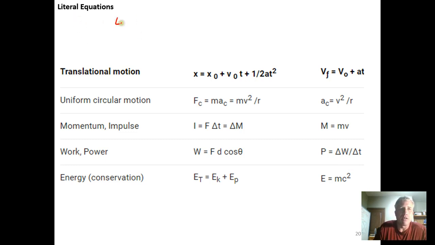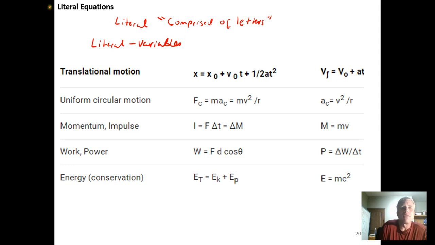In the dictionary, the word literal has more than one meaning. And one of the meanings of literal is that it is something that is comprised of letters. So in mathematics, it is not uncommon to use the word literal to represent a variable. So all a literal equation is, is an equation that has many variables in it, many letters representing unknown quantities.